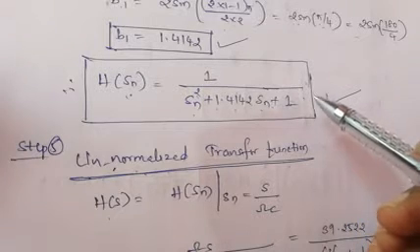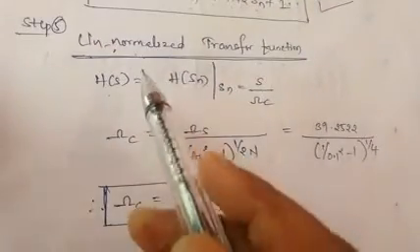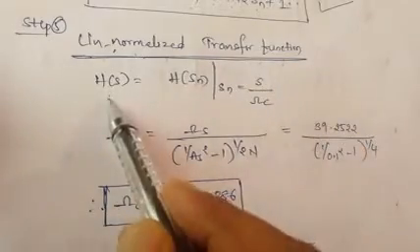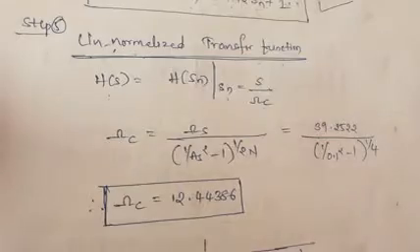Normalized case means this is the transfer function of what? Low pass filter. But in the given problem it is given high pass filter. So for that, the unnormalized transfer function H(s) equals H(Sn), where Sn is replaced by s by omega c.